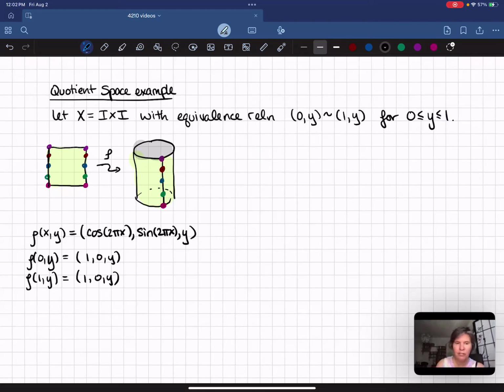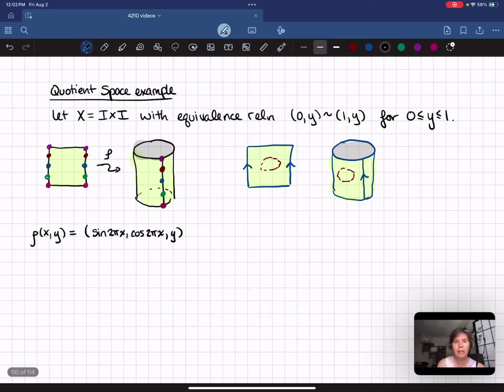We're just going to say, okay, we sort of know what rho does visually, and in particular, rho implements the gluing as stated in this equivalence relation. All right, so now let's talk about what the open sets in the cylinder are. What are the open sets?